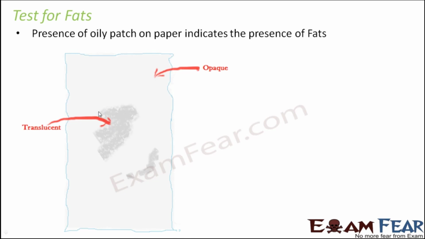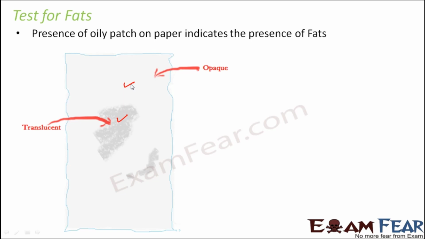So here in this case, you will see that part of the paper which was in contact with the fatty substance, it became translucent. So you can feel the difference between the texture of this part and this part. So this proves that the substance contained fat. You think of any substance which is rich in fat, whether you talk about the pakoras, you talk about the French fries, at the moment you keep them on a sheet of paper, you'll be able to see those kind of oily patch on the paper.